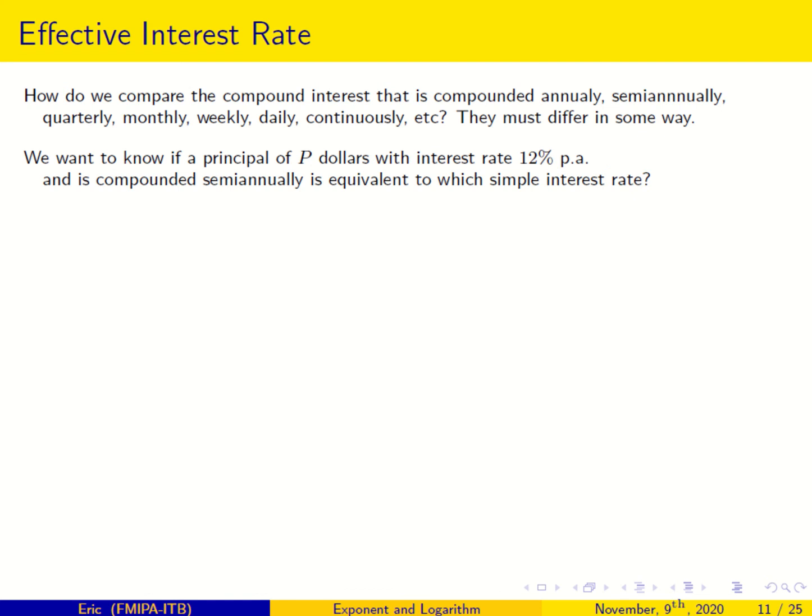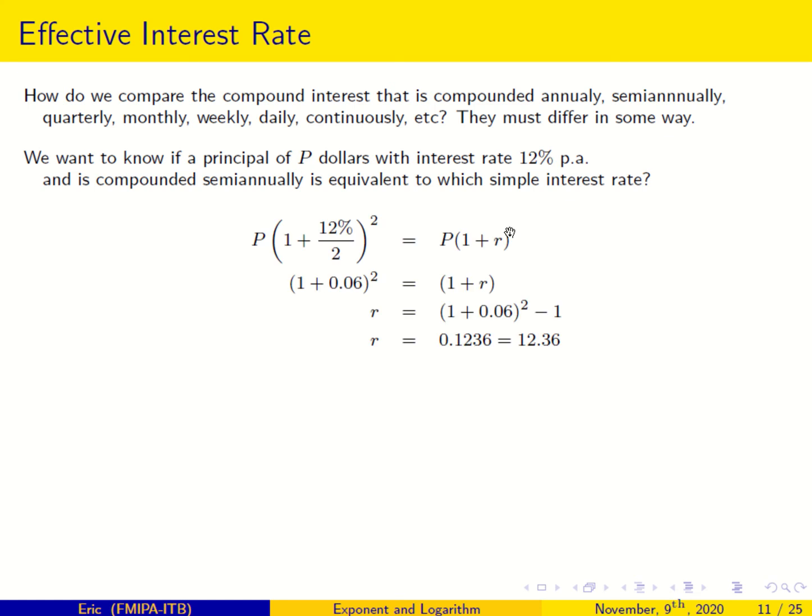So how do I know the difference? We usually call the effective interest rate. So we want to know if a principal P dollars with interest rate 12% PA is compounded semi-annually, that is 1 year just twice, compounded, the interest is compounded 2 times a year, is equivalent to which simple interest rate. So I want to find what is R if I compare this with the simple interest rate.